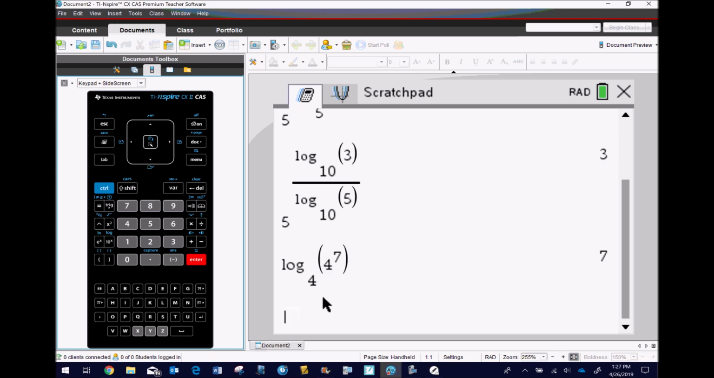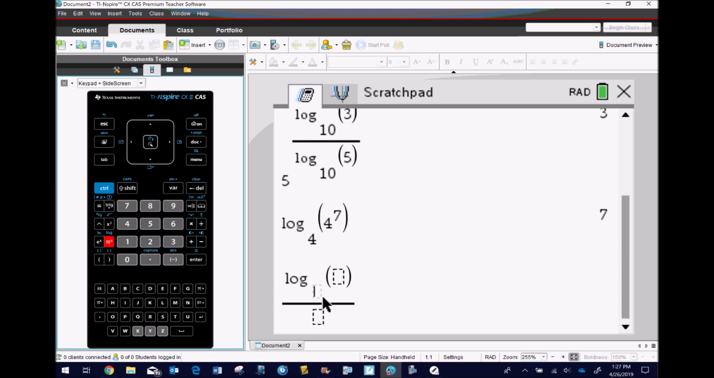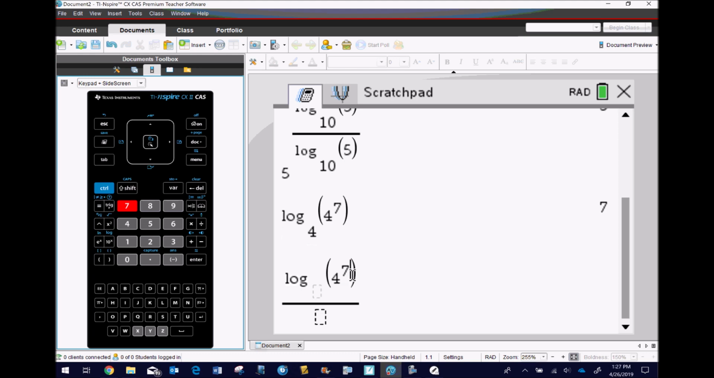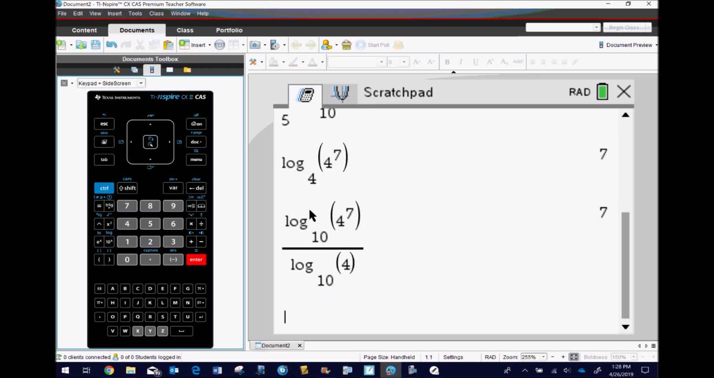And the answer is 7. If you're using a calculator that only has a log base 10 key, you would say the log base 10 of 4 to the 7th, because this is the argument of the logarithm, and that would be placed on top of the log base 10 of 4, which is the base that we were dealing with. And this should be 7 as well, and it is.